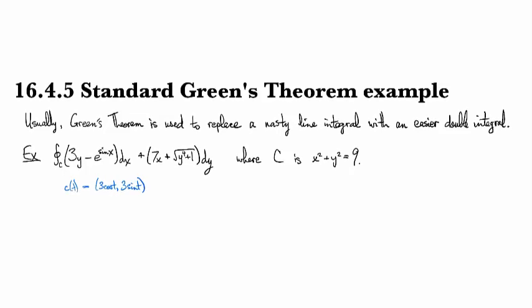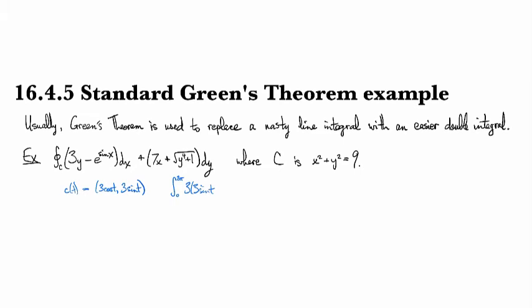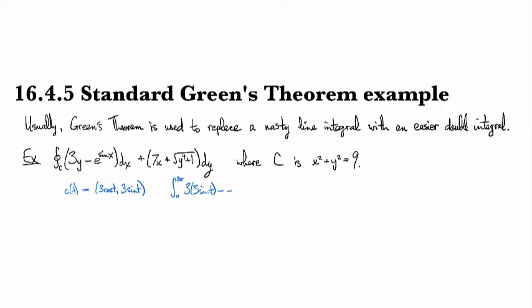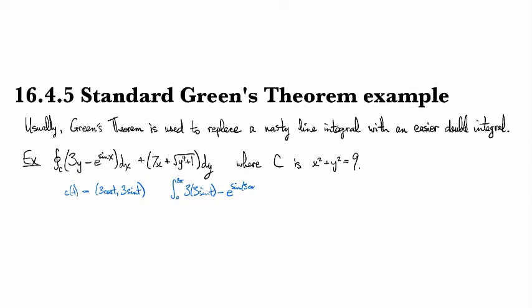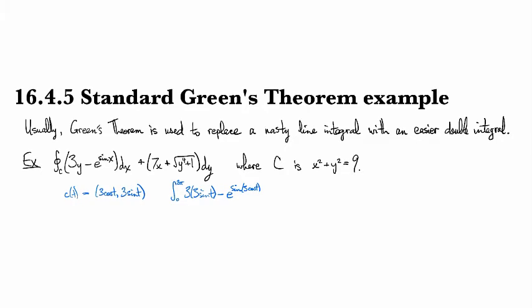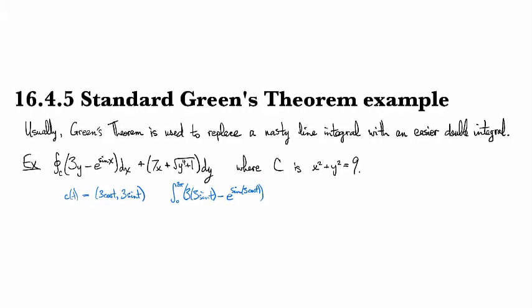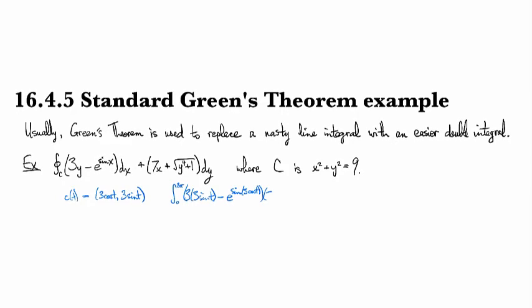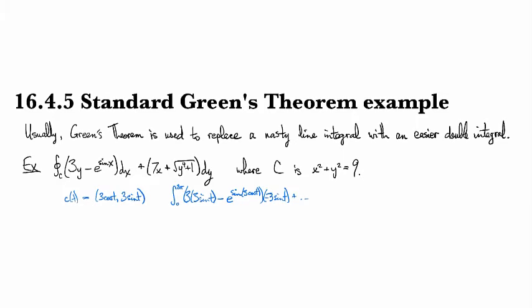And then you'd be looking at setting this up from 0 to 2 pi, and you'd have 3 times 3 sine t minus e to the sine of 3 cosine t. And about at this point, you sort of lose the will to live, and you just want it to end, right? But it just gets worse. And that's where you give up and cry.